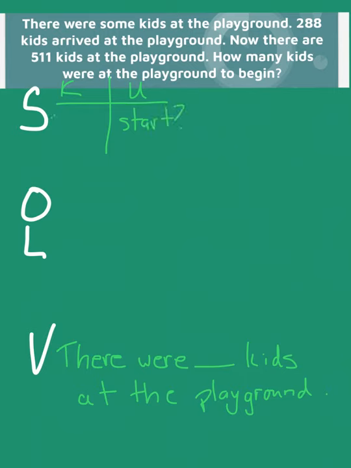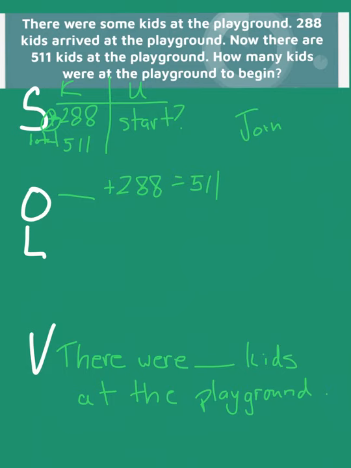We know that 288 kids arrived. They came, so there's more, so I put the plus sign. And now there's a total of 511. So I don't know how many we started with, but 288 kids came after that, and now we have 511. So we know that it is a join problem, and it is a start unknown join problem.